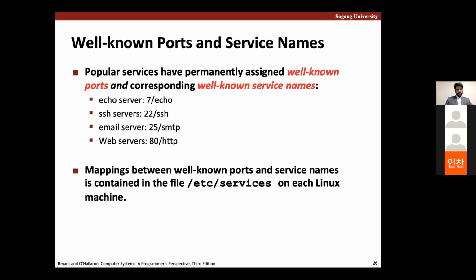The mapping between these well-known ports and service names is contained in the file /etc/services on each Linux machine. So you can go and check, cat /etc/services, and you can see which port numbers are mapped to which services.